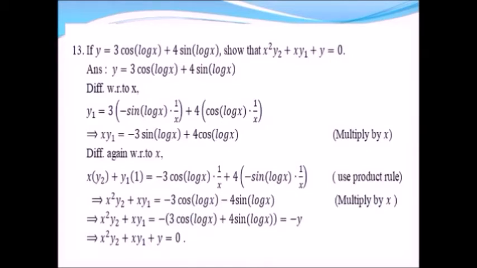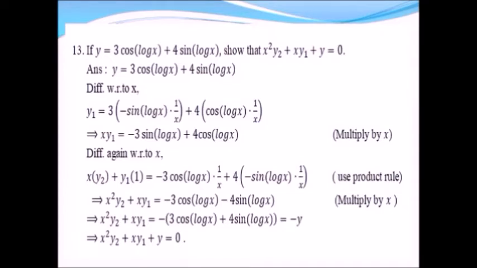Differentiate with respect to x. Differentiation of y is y1 is equal to differentiation of 3 cos of log x, which is 3 into minus sin of log x into 1 by x, plus 4 as it is, differentiation of sin of log x is cos of log x into 1 by x. To easily get the answer, I am multiplying throughout the equation by x to cancel that 1 by x term from the right side. So I will get x into y1 is equal to minus 3 sin of log x plus 4 cos of log x. Now I am differentiating once again.